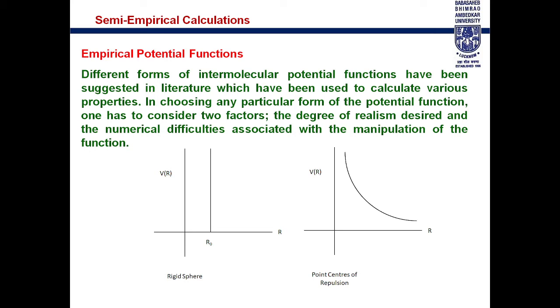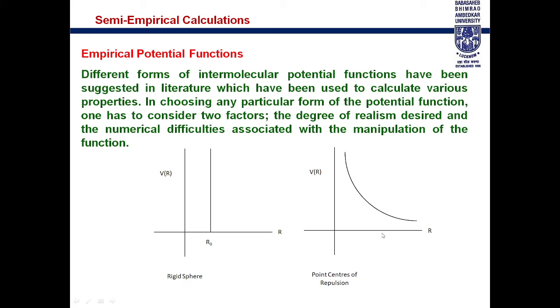Semi-empirical potential. Different forms of intermolecular potential functions have been listed in literature. These have been used to calculate various properties. In choosing any particular form of potential function, one has to consider two factors: the degree of realism desired and the numerical difficulties associated with the manipulation of the function.